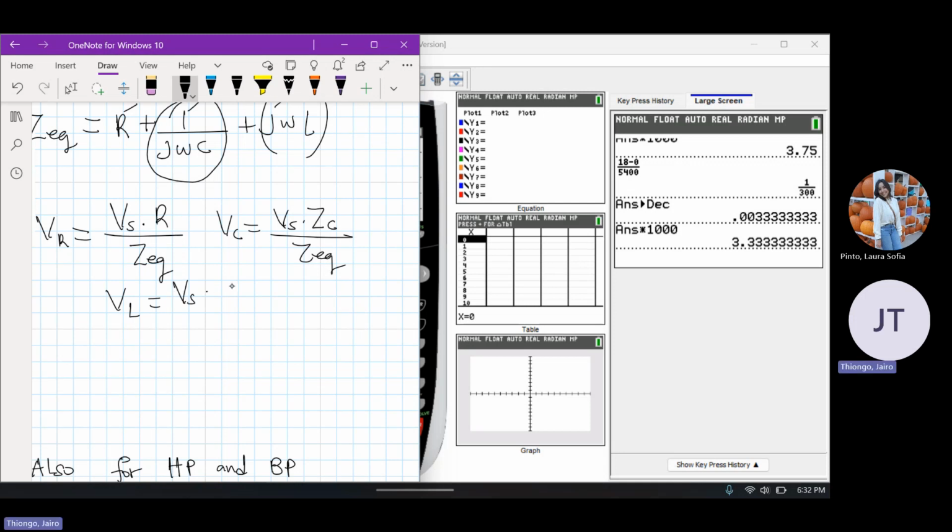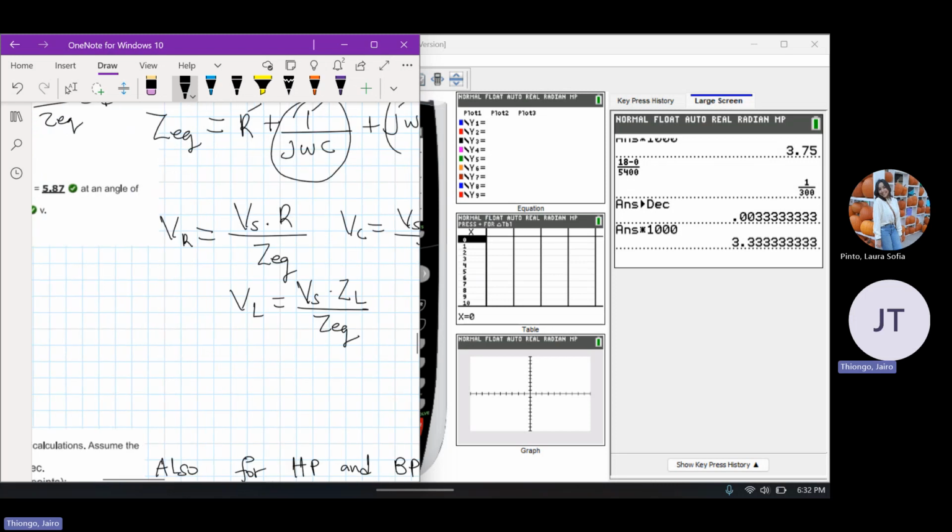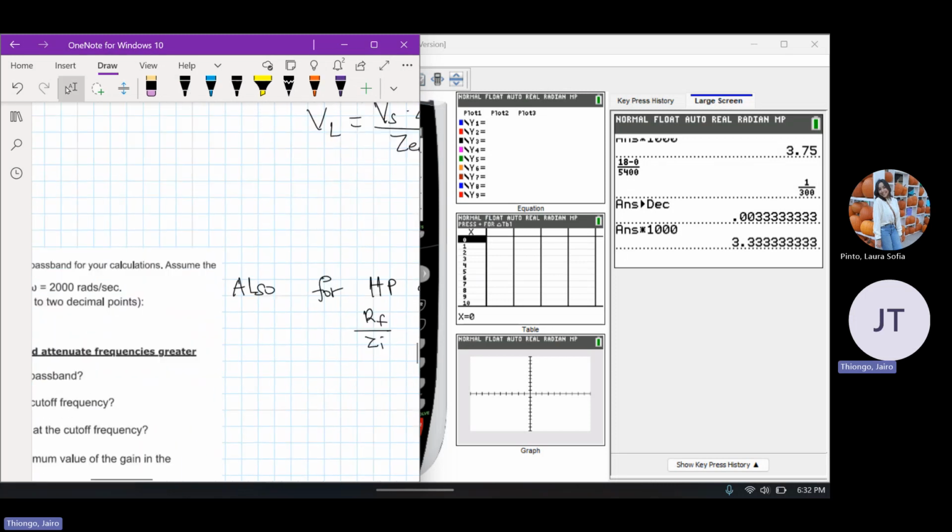Vs over Z inductor over Z equivalent. That is essentially it. We might come back to this if we have enough time at the end.